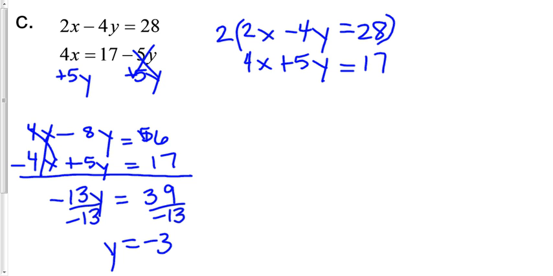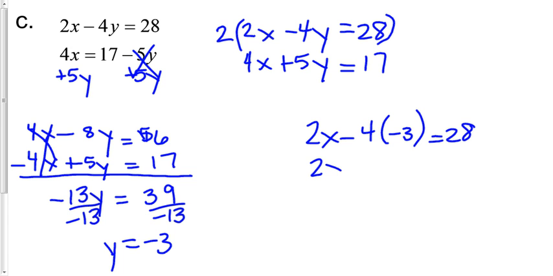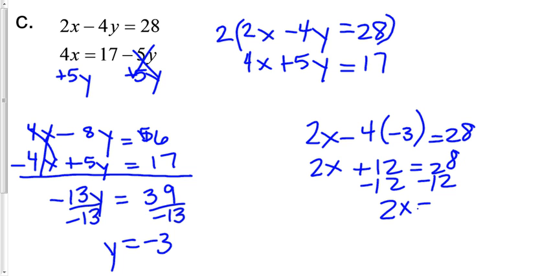Now you decide which equation you want to work with here. I'm going to go into the top equation, 2x minus 4y equals 28. It doesn't matter which one you decide to use. If I know that y is negative 3, I can certainly plug it in for y in one of the equations. Now I can solve and figure out what x is. So 2 times x, this is negative 4 times negative 3, so it'll be plus 12 equals 28. Subtract 12 from 28, and we get 2x equals 16. That must mean that x is 8.